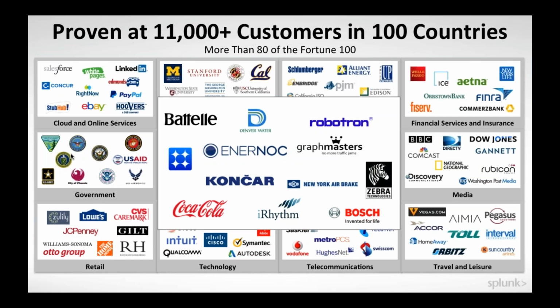Zebra Technologies, over on the right, a company that builds printers and creates barcode, RFID, smart labels, and personal ID cards, is monitoring their printer manufacturing lines using Splunk. And then Konkar, a large utility based out of Croatia, is using Splunk to analyze data coming from their wind farm. So a lot of diverse use cases across the industrial realm.